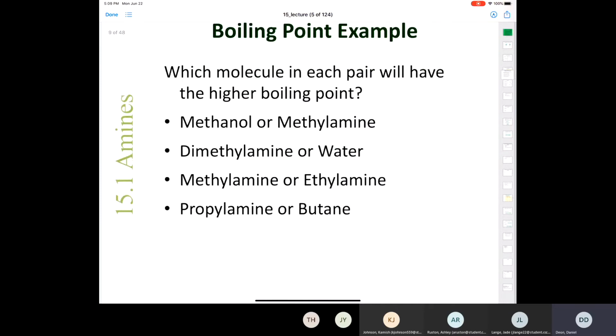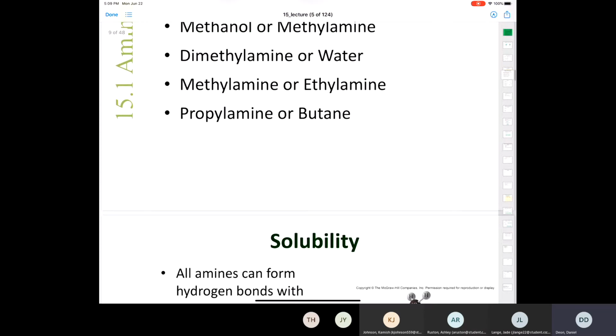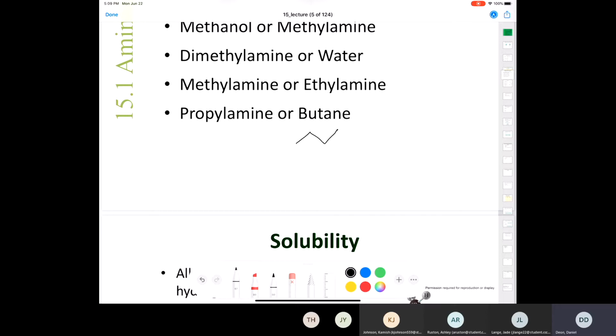And then I looked at this example, and we could just take a look at one example here. If we compare the last two compounds, it says propylamine or butane. Which one of these will have a higher boiling point? Well, if I draw butane, that's 1, 2, 3, 4. So there's butane. And if I draw propylamine, I have 1, 2, 3 carbons, and then my amino group. I think you would all guess that propylamine is going to have a higher boiling point. And why is that? It's because propylamine can participate in hydrogen bonding, and butane only experiences London forces because it is a hydrocarbon.